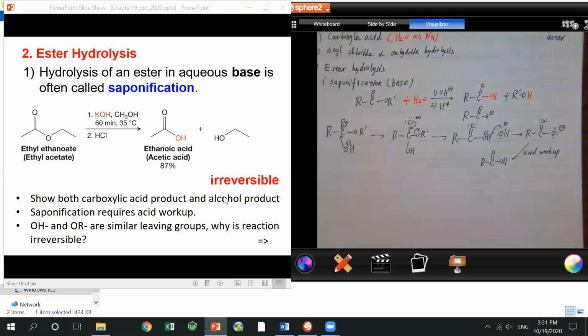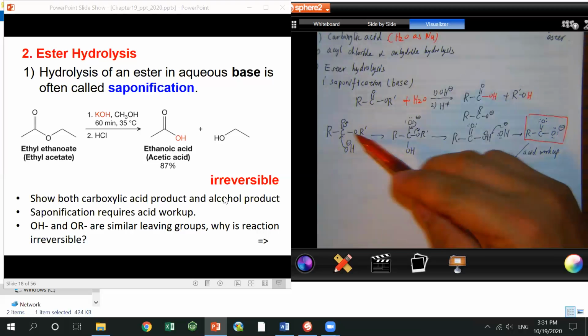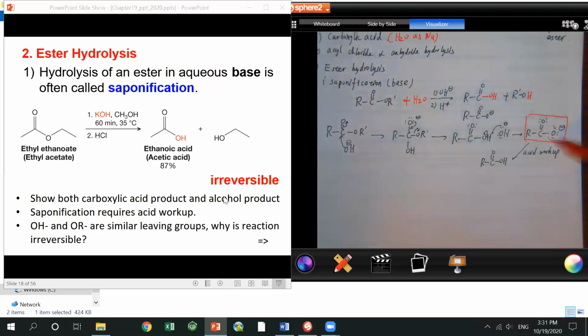So why is this reaction irreversible and able to be pushed to the end? The reason is that this is the real product. For the carboxylate, the oxygen already has the minus charge, so you cannot kick it off to generate O 2 minus, which is extremely unstable. The carboxylate is much more stable than OR minus. That's why you can push the equilibrium to the right.